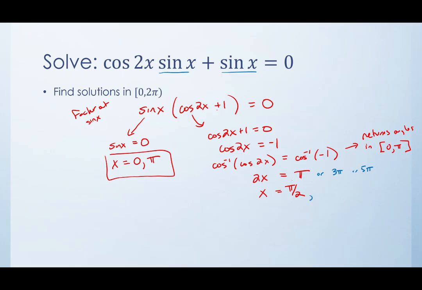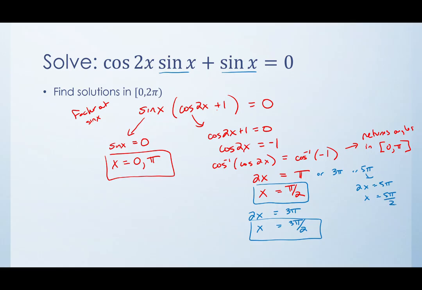So 2x equals 3 pi, x would equal 3 pi over 2. We just box this one in, box this one in. And if we tried to go out further, 2x equals 5 pi, x equals 5 pi over 2. That is outside our 0 to 2 pi interval, so we're not going to count it. So we have 4 solutions, and of course, we can graph this.